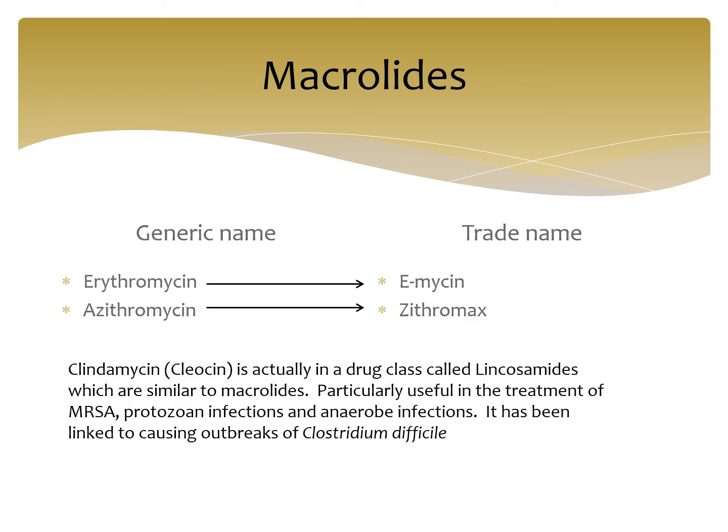Some generic names for the macrolides would be erythromycin and azithromycin. Erythromycin is a very good drug of choice to use for gram-positive infections. We cannot use clindamycin for anaerobes, but clindamycin is actually in a drug class called the glycosamides, which are similar to the macrolides. They are particularly useful in the treatment of MRSA, protozoan infections, and also anaerobic infections. It's been linked to causing outbreaks of Clostridioides difficile, however. Clostridium is the old name, but the new name is Clostridioides difficile.